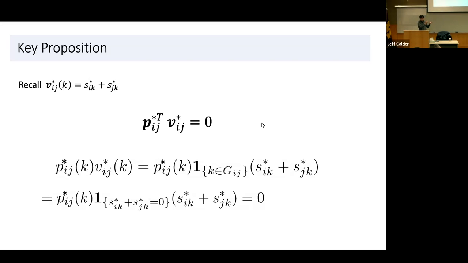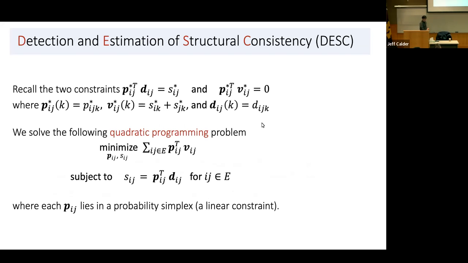So we have the nice constraints between the Pij star, the distribution of corruption level for each edge, and the Sij star, the corruption level itself. These two have a kind of relationship. So can we, based on these two constraints, formulate an optimization problem? And yes, we have the following quadratic programming problem. For example, the objective function corresponds to the orthogonality constraint. And we also put Sij equal to Pij transpose Dij in the constraint. And we make sure that Pij is in a probability simplex, so that the sum of the elements is 1, and all the elements are non-negative.